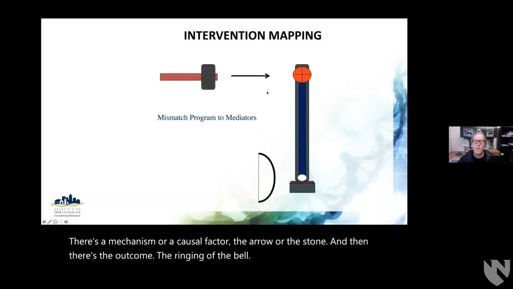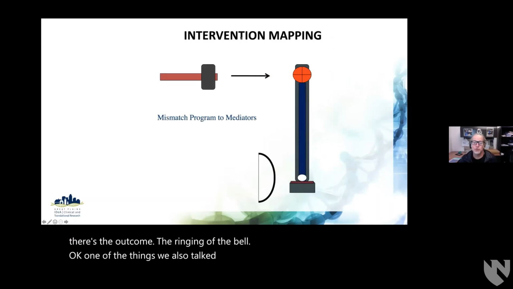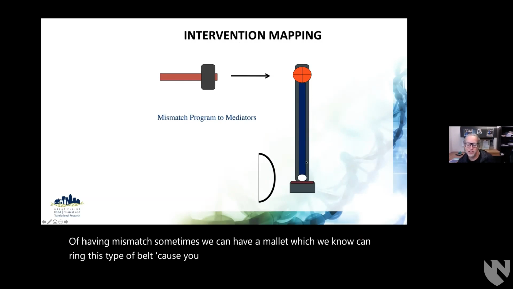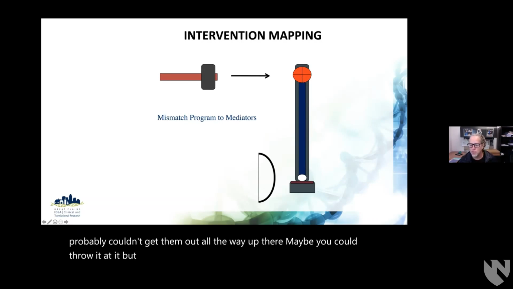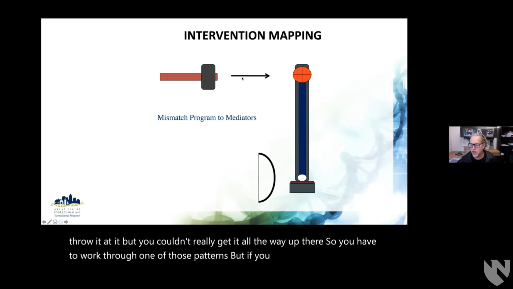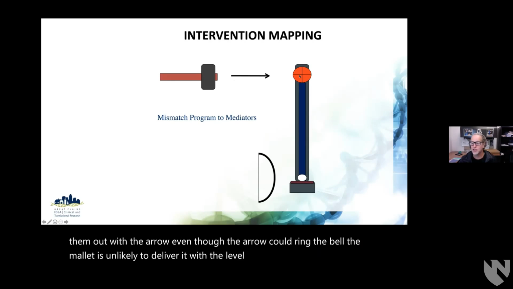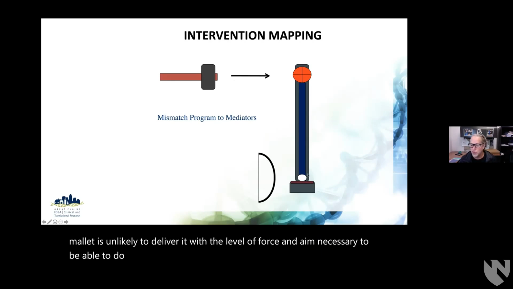One of the things we also talked about was the potential of having a mismatch. Sometimes we have a mallet, which we know can ring this type of bell, with a little stipulation that you probably couldn't get the mallet all the way up there. Maybe you could throw it at it, but you couldn't really get it all the way up there. But if you mismatched and put the mallet with the arrow, even though the arrow could ring the bell, the mallet is unlikely to deliver it with the level of force and aim necessary to do that. And if you tried to use a bow for the stone down here, it's really unlikely that you'd be able to get it to work.